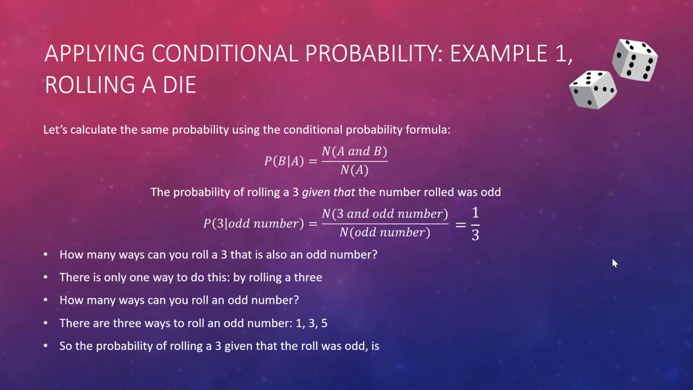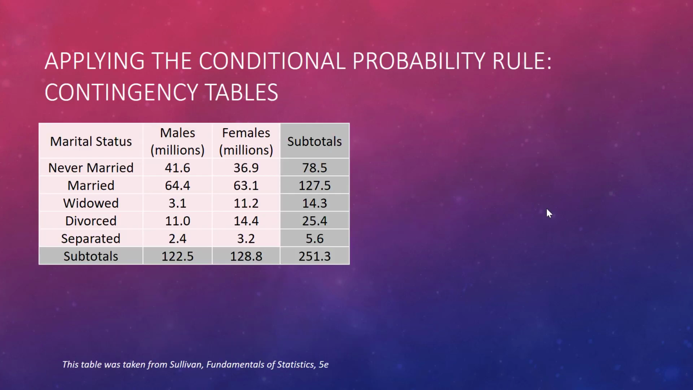Applying the conditional probability rule, contingency tables. Here you can see that in this augmented contingency table, I have added a final row that represents the subtotals and the grand total, and a final column which also contains subtotals and the total.